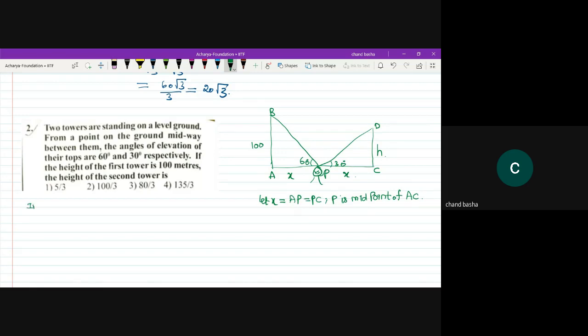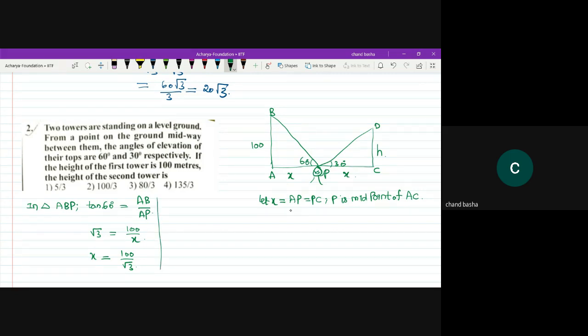Yes. In triangle ABP, tan 60 degrees is equal to AB upon AP. Tan 60 degrees is root 3, equal to AB value, which is 100, divided by AP value, which is X. This X I am taking here: 100 divided by root 3. Hope you can understand this step. So I can keep 100 divided by root 3 as it is.